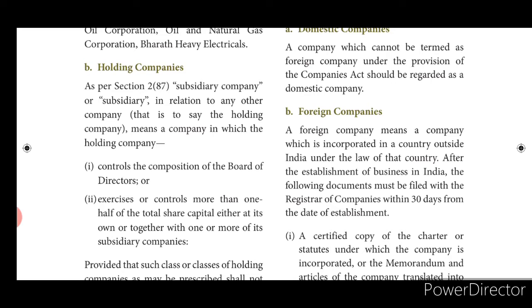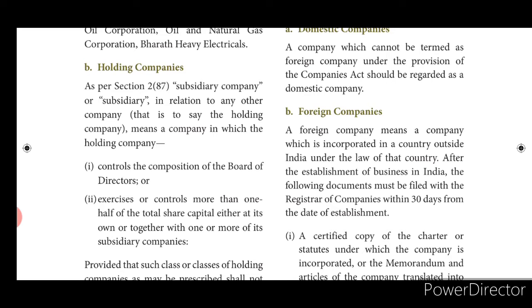So what we can say, rich people, rich entrepreneurs, they will have so many companies, isn't it? Even they have shares in different companies. The majority shareholders are actually the real owners of the company, isn't it? They will become members in the board of directors.